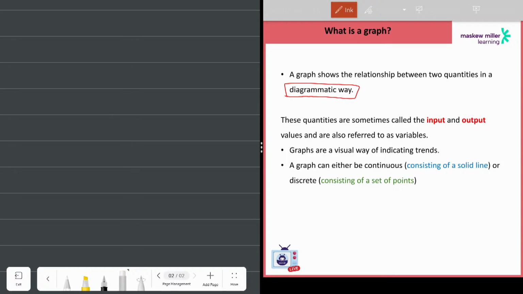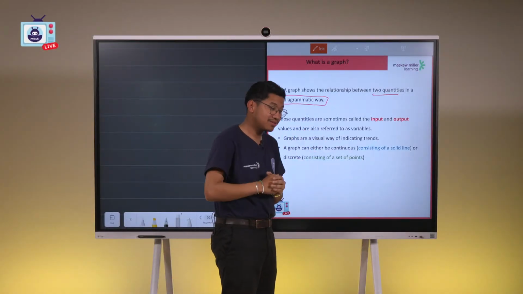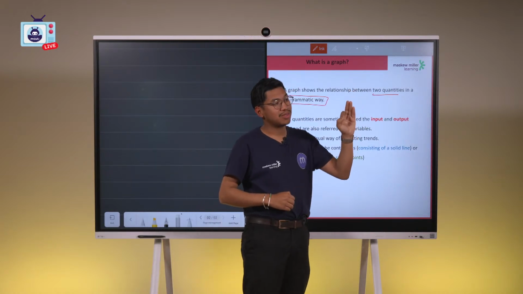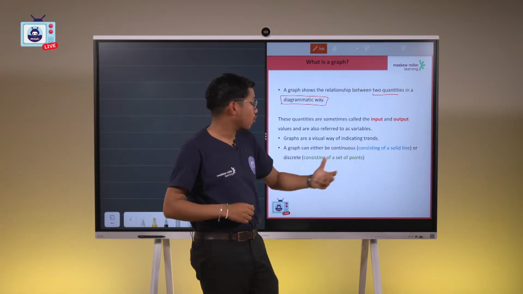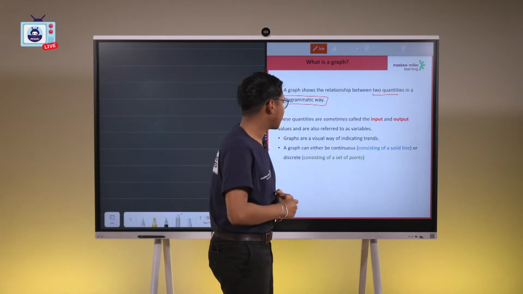So, the quantities being referred to here are sometimes called the input and the output values, and they're also referred to as variables, right? We call them the dependent and the independent variables, right? What are graphs? It is a visual way of indicating trends, right? And you can think of so many trends. You can think of trends in the space of cars or cell phones or even shoes that people are wearing, right?